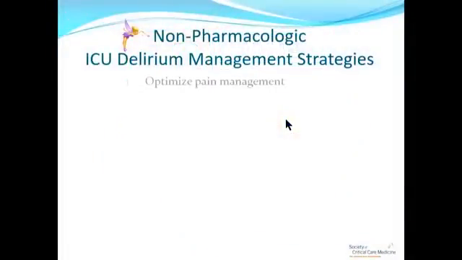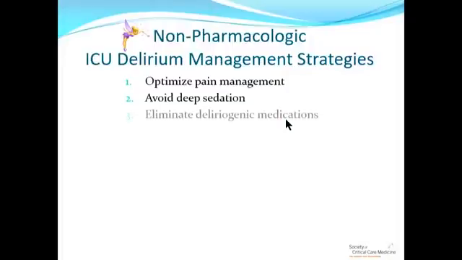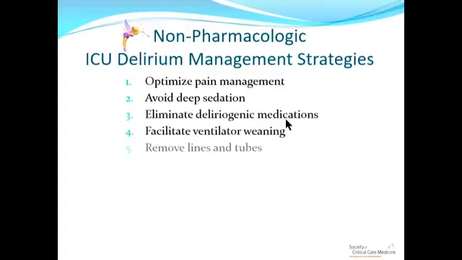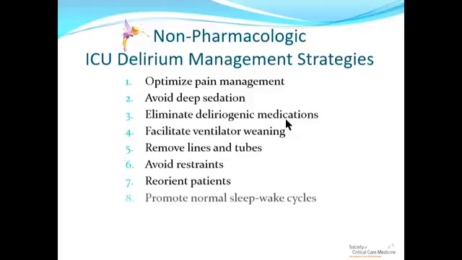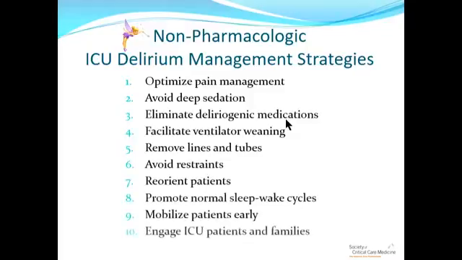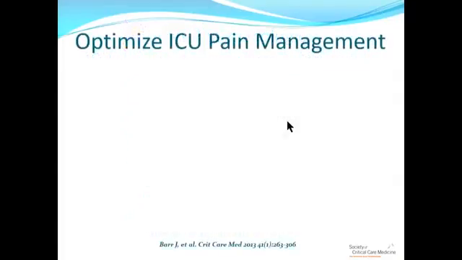And so here's my top 10 Tinkerbell list. Number 1, optimize pain management. Number 2, avoid deep sedation. 3, eliminate deliriogenic medications. 4, get them off the ventilator as quickly as possible. Are your seatbelts on? 5, remove lines and tubes, avoid restraints, reorient your patients routinely, promote normal sleep-wake cycles, mobilize patients early, engage ICU patients and families, and oh, by the way, you have to take care of them.